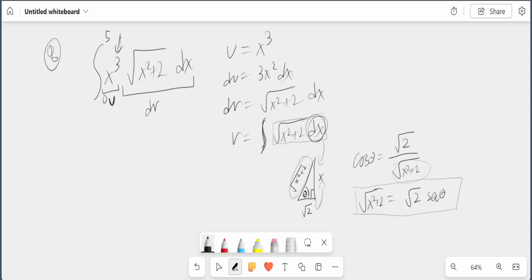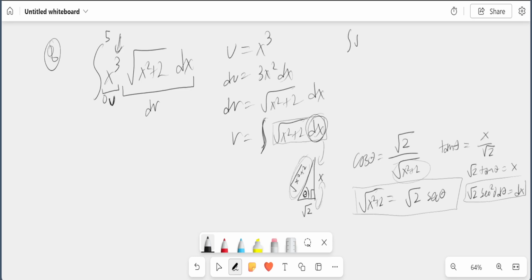We also need a dx. The easiest way to get a dx here is tangent theta, which is x over root 2. Then let's multiply root 2 onto the other side, so root 2 tangent theta equals x. If we take the derivative, we get root 2 secant squared theta d theta equal to dx. Now we have a dx, and now we can rewrite this in terms of theta. Okay. And now this becomes, I'll see if I can fit it up here.